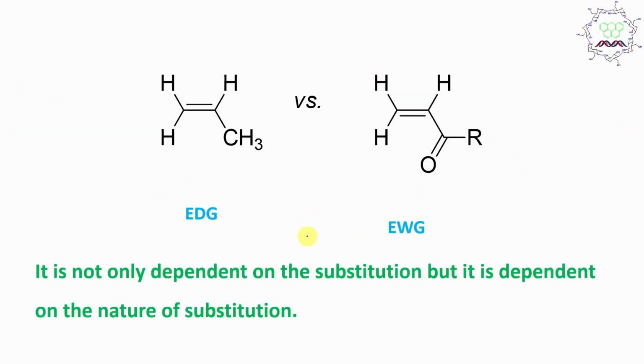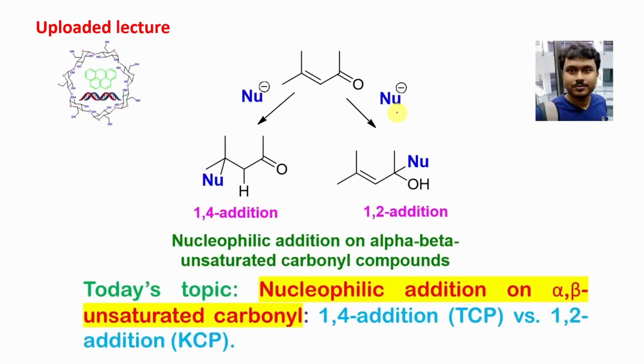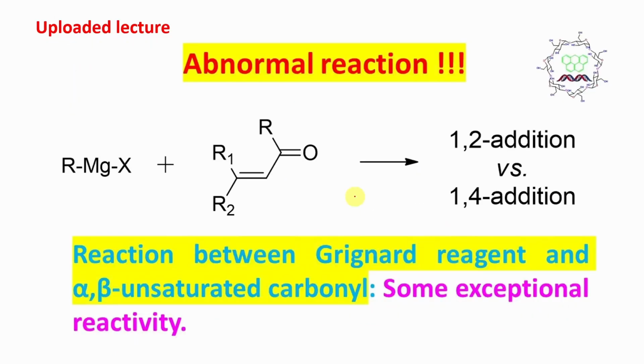Actually, nucleophilic addition is dependent on the nature of the substituent. The proof of this statement is here. I've already uploaded a dedicated lecture on it. You can see nucleophilic addition on alpha beta unsaturated carbonyl compounds, which is the thermodynamic control product and which is the kinetic control product. Or another example, Grignard reagent where R is the nucleophile, where it will attack.